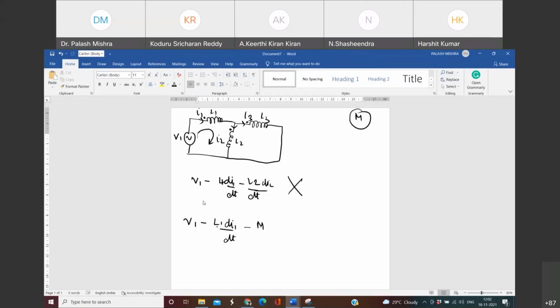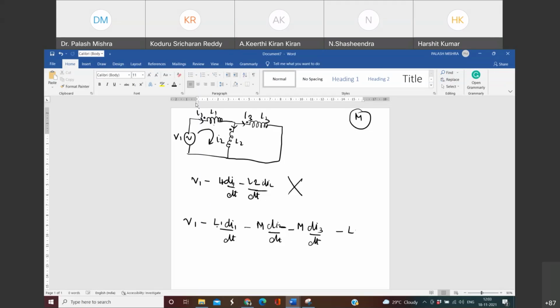It will be M times di2 by dt minus M times di3 by dt. Now you can assume the first coil is over. Now you are going to the second coil.